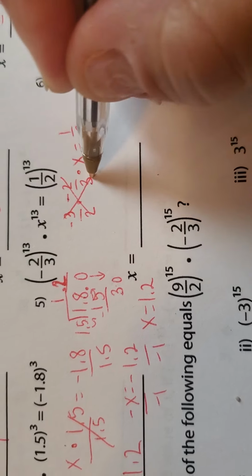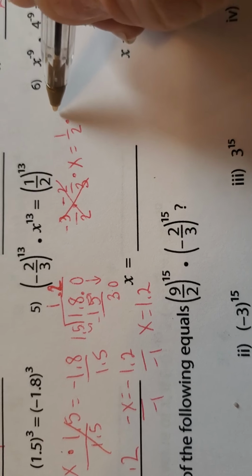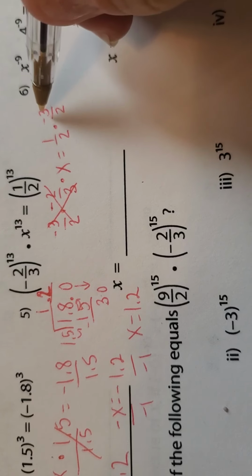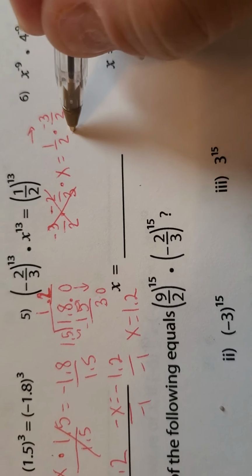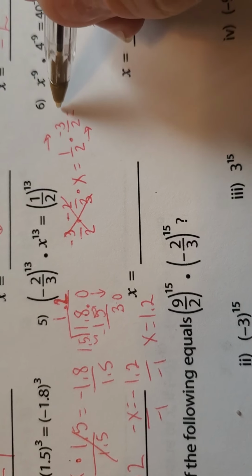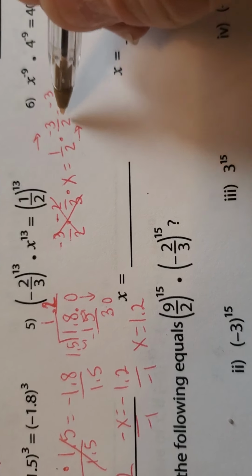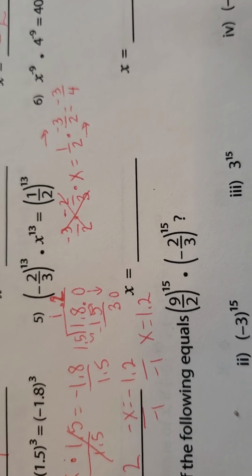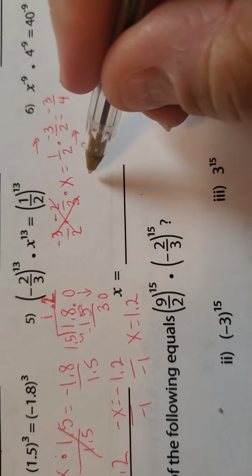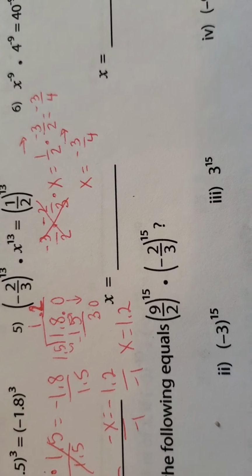Those will cancel, those will cancel. So I'm going to do the same thing over here. I don't have anything that will cancel this time, so I have to go straight across top, straight across the bottom with multiplication. 1 times negative 3 is negative 3, and 2 times 2 is 4. Okay, so we get negative 3/4. X is by itself over here, so that's my answer.